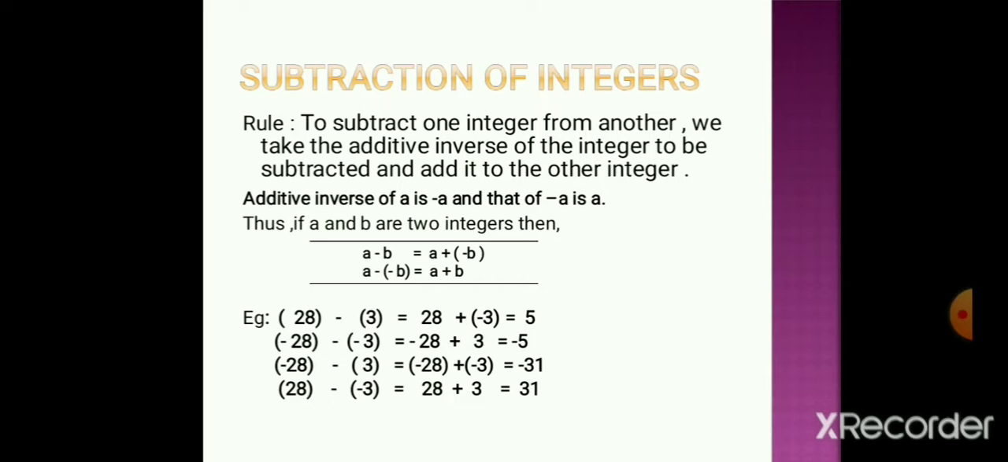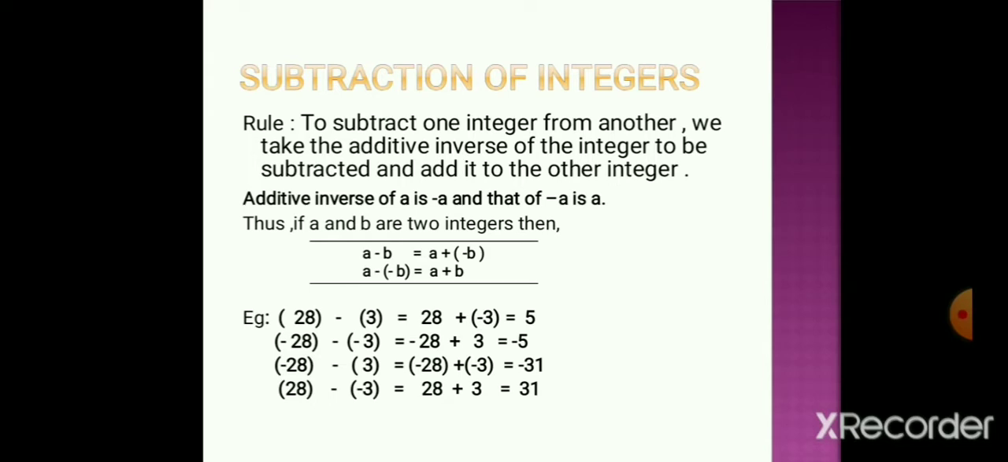So first one, 28 plus minus 3. Here the signs are different, so you have to find the difference. So 28 minus 3, that is 25. Then look at the sign, 28 has the greater value, so the answer becomes plus 25. Then minus 28 plus 3, here also the signs are different, so you have to subtract them. Then look at the bigger one, that is 28, its sign is negative, so the answer is negative 25.